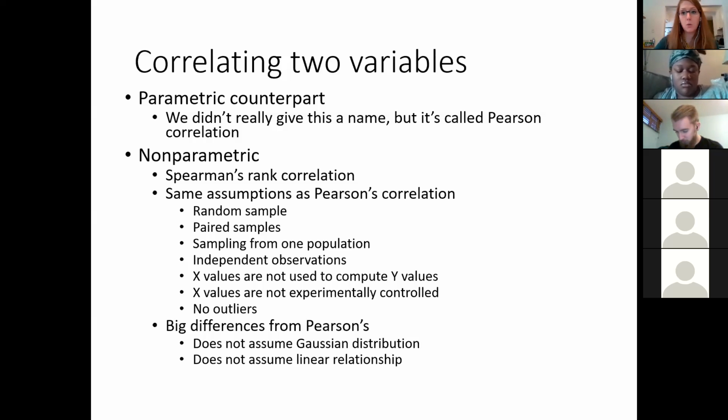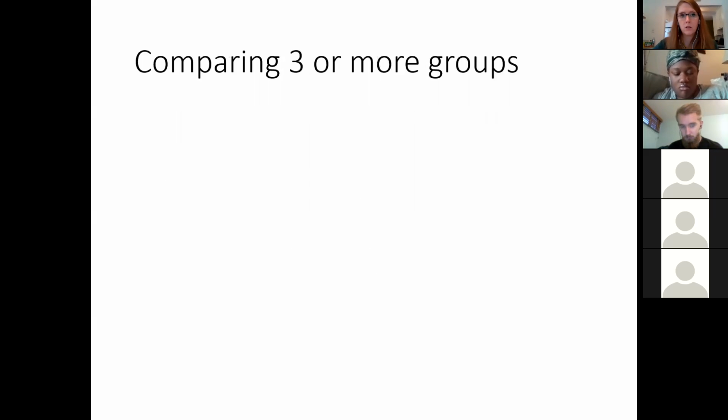So same thing here. We can have the nonparametric counterpart to correlation, but we don't have a nonparametric counterpart to linear regression. So if you want to use your X to predict your Y and you don't have normally distributed data, you've got to go to a whole different field of statistics or work on nonlinear regressions. Okay, so comparing the means of three or more groups, which test would that be?